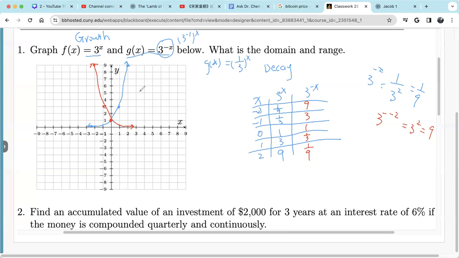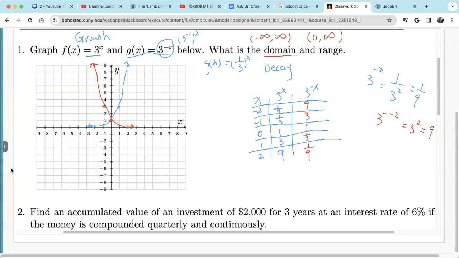So we see these two functions are symmetric with the y-axis, because 3 and 1/3 are multiplicative inverses. So the red color is exponential decay. The blue color is exponential growth. So what is the domain? The domain is all real numbers, from -infinity to +infinity. What about range? 3 raised to anything will always be a positive value. Or 3 raised to negative something also will be a positive value. So the range is all positive numbers, from 0 to infinity.